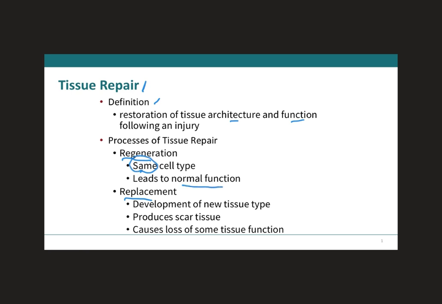In replacement, a new type of tissue develops, which eventually produces a scar and causes the loss of some tissue function. Most wounds heal through one of these two processes. Which process dominates depends on the tissues involved and the nature and extent of the wound.